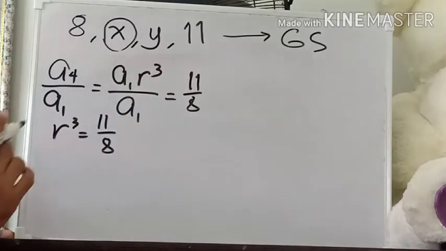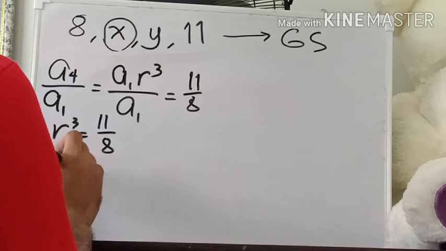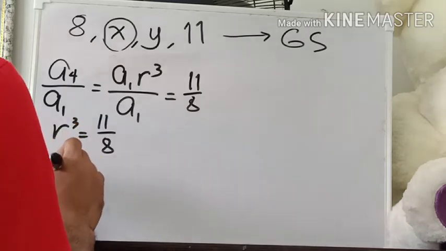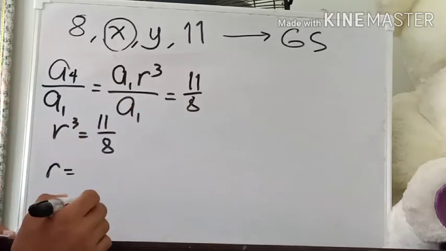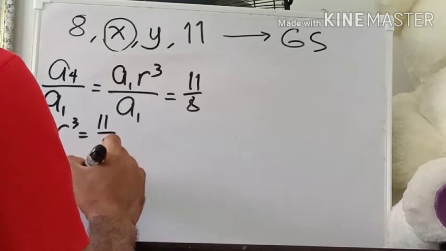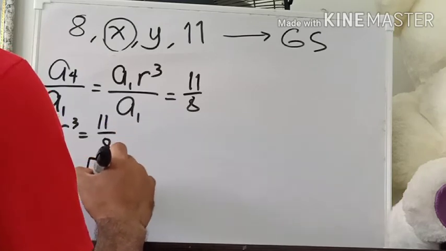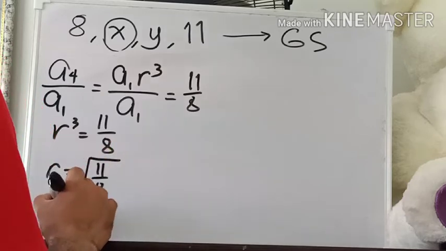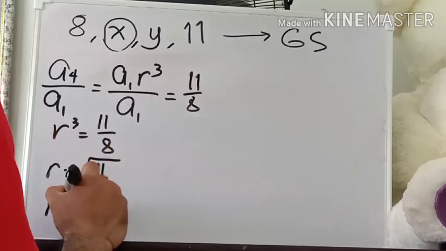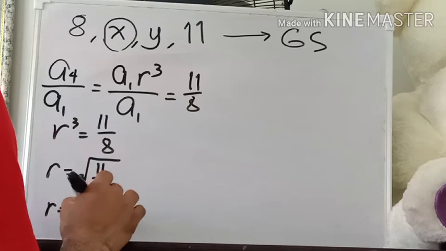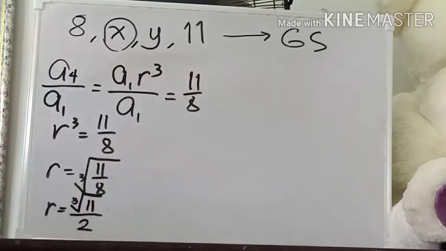Now, to solve for r, extract the cube root. So the cube root of r cubed is r, which is equal to the cube root of 11 over 8. We can simplify this further as the cube root of 11 over the cube root of 8, which is 2. We cannot extract the cube root of 11 because it's an irrational number. So our common ratio is cube root of 11 over 2.